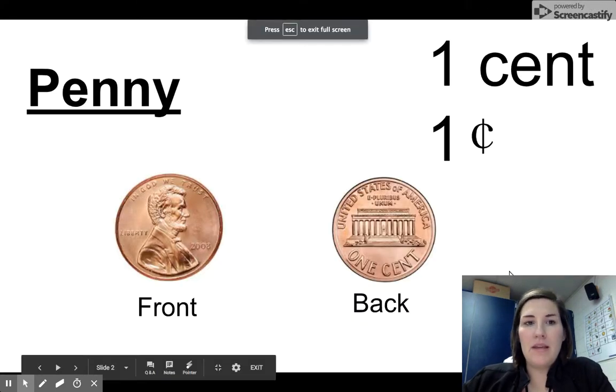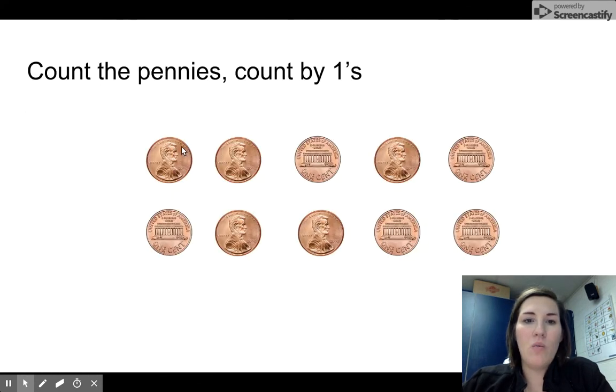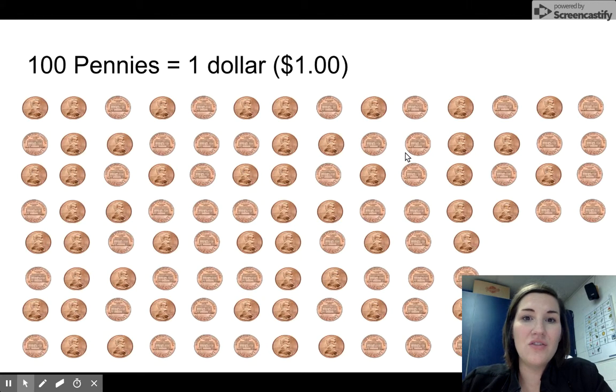So if we have a penny and it is 1 cent, remember we can count by ones as we have pennies, 1, 2, 3, 4, 5, and so on. So if I'm counting by ones with pennies, in order to make a dollar or 100 cents from pennies, I'm going to need 100 pennies.